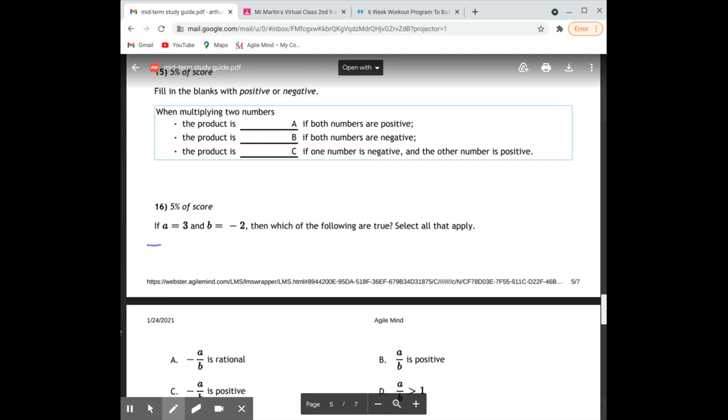So hold up just a second, Tamarian. The product means the answer to a multiplication problem. All right. The product is blank if both numbers are negative. The product is blank if one number is negative and the other number is positive.